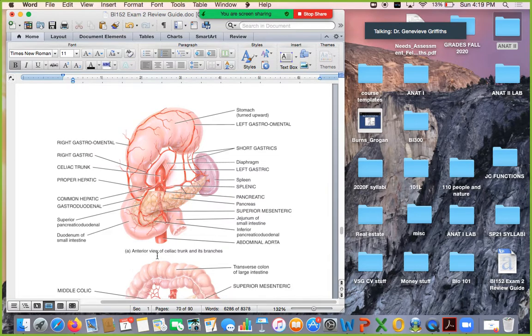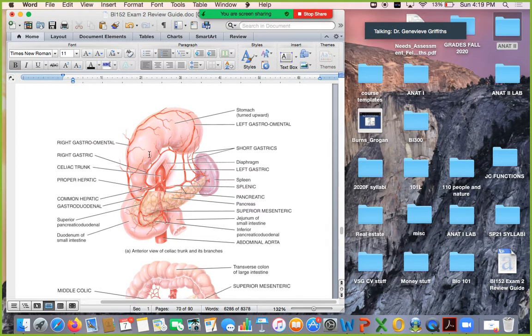All right, so here's the celiac trunk and how it branches off. So the celiac trunk is going to feed into the proper hepatic, which feeds into the common hepatic and the gastroduodenal. It's also going to branch off into the splenic and branch up into the left gastric. As you can see, the stomach here is going to be inverted or turned upward, so we're able to see the organs that are underneath it.